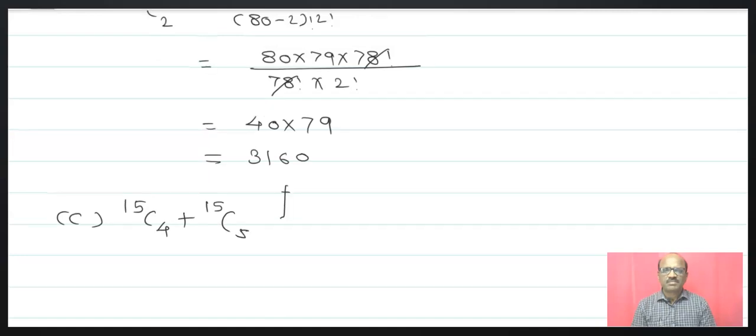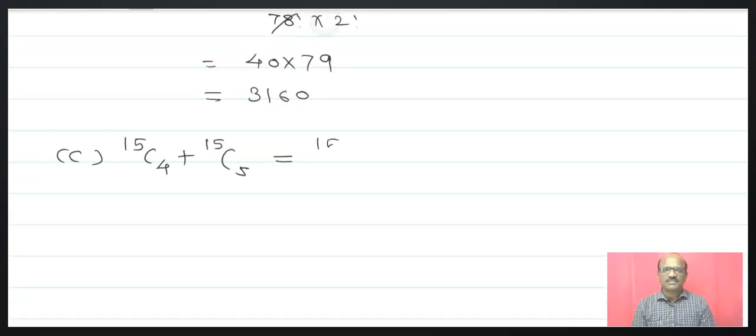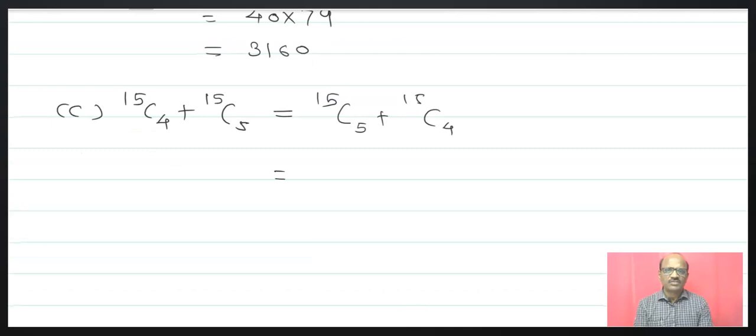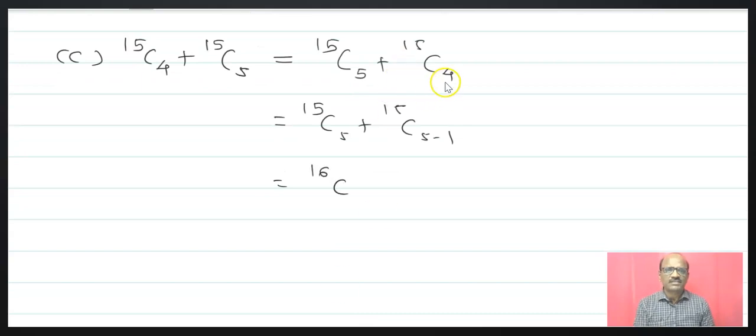Next is 15C4 plus 15C5. That is equals to 15C5 plus 15C4. Here we apply the formula for the addition of these two. That is 15C5 plus 15C, this 4 is written as 5 minus 1. Therefore, this is 16C5.